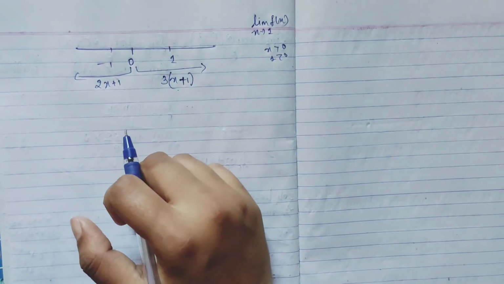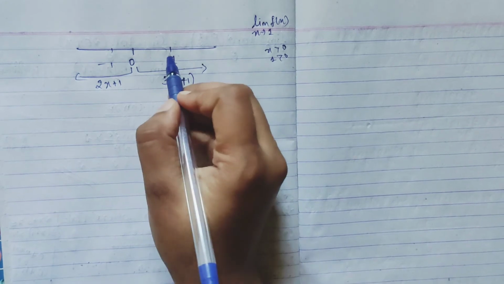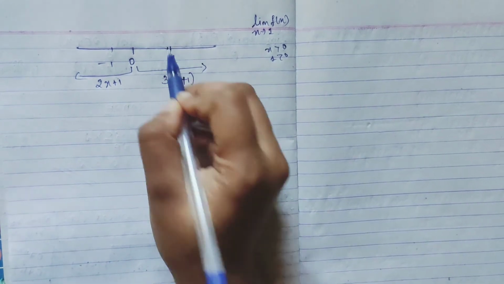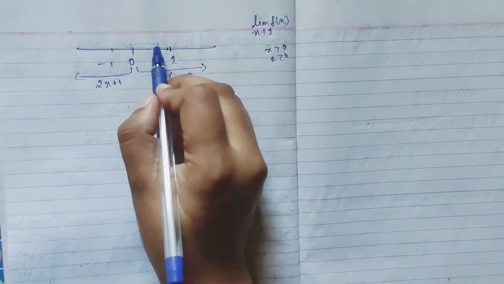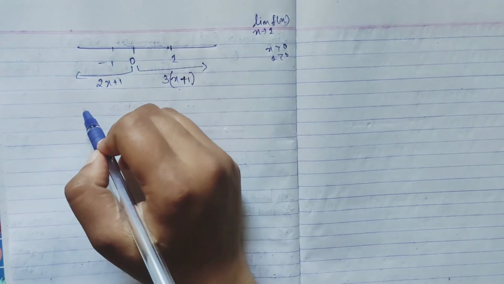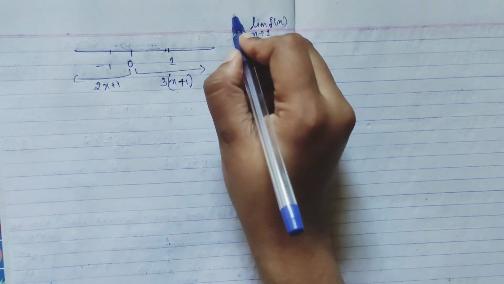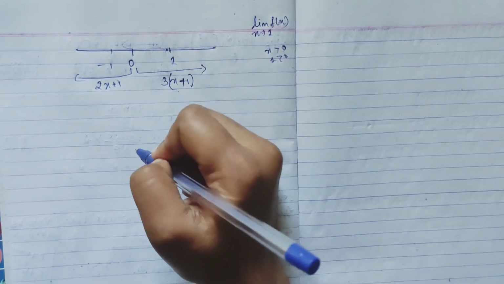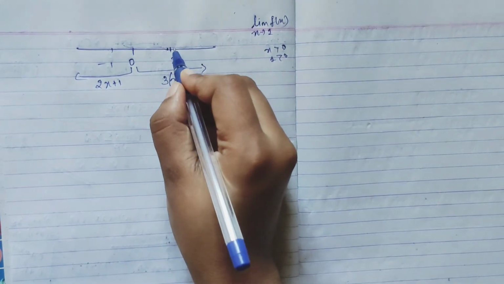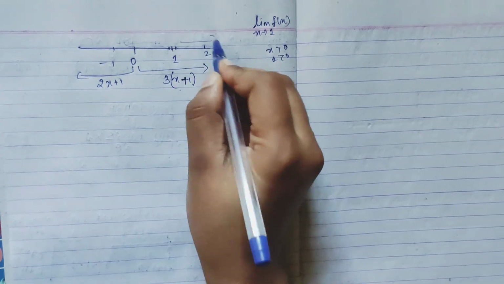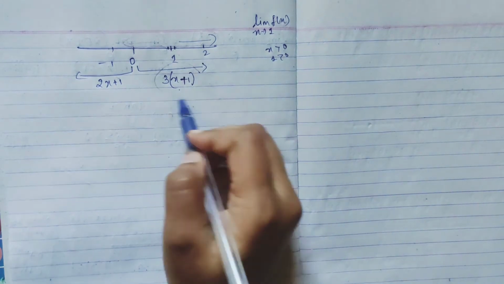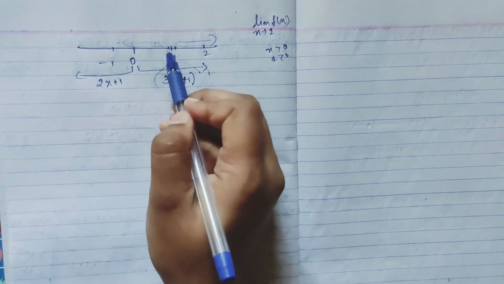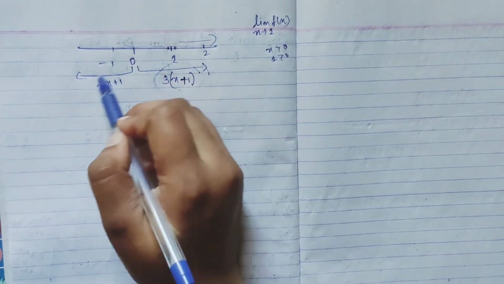Now, if you are checking LHL, as I have said, it should be nearest, so it will be here only, right? It is not going towards 0, it does not even reach 0. You have to take a point very near, and even for RHL, it will be very near. Whatever way you are heading, your function is 3x plus 1. For your LHL it is not proceeding up to 0, so you take this.